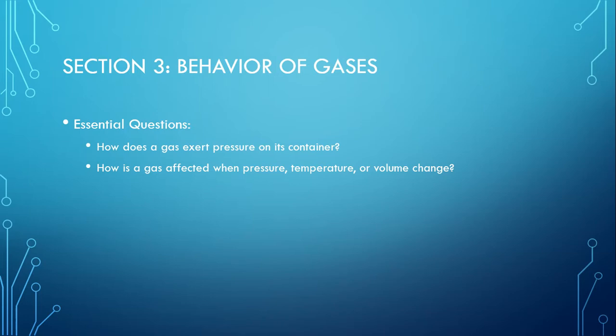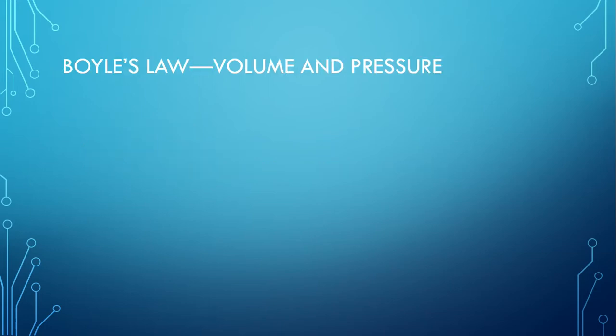The last thing that we have to talk about in this chapter is behavior of gases. So we're going to talk about how gases actually exert pressure on their containers and how they're affected when pressure, temperature, or volume are changed. So the first law concerning gases is Boyle's law, and it has to do with volume and pressure.